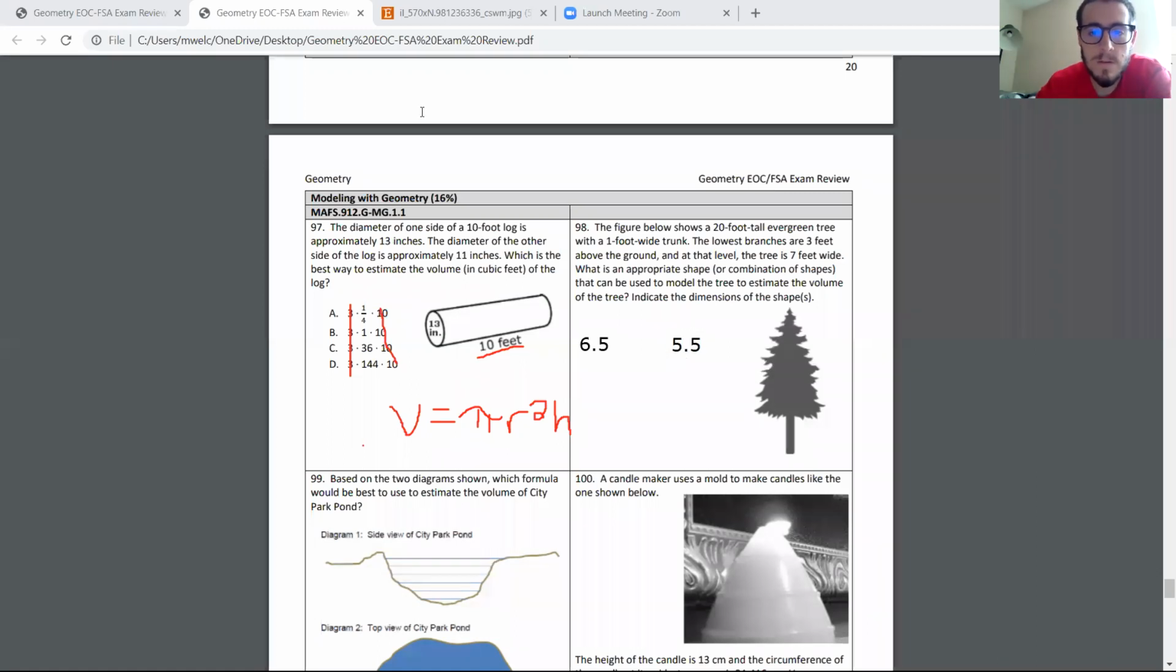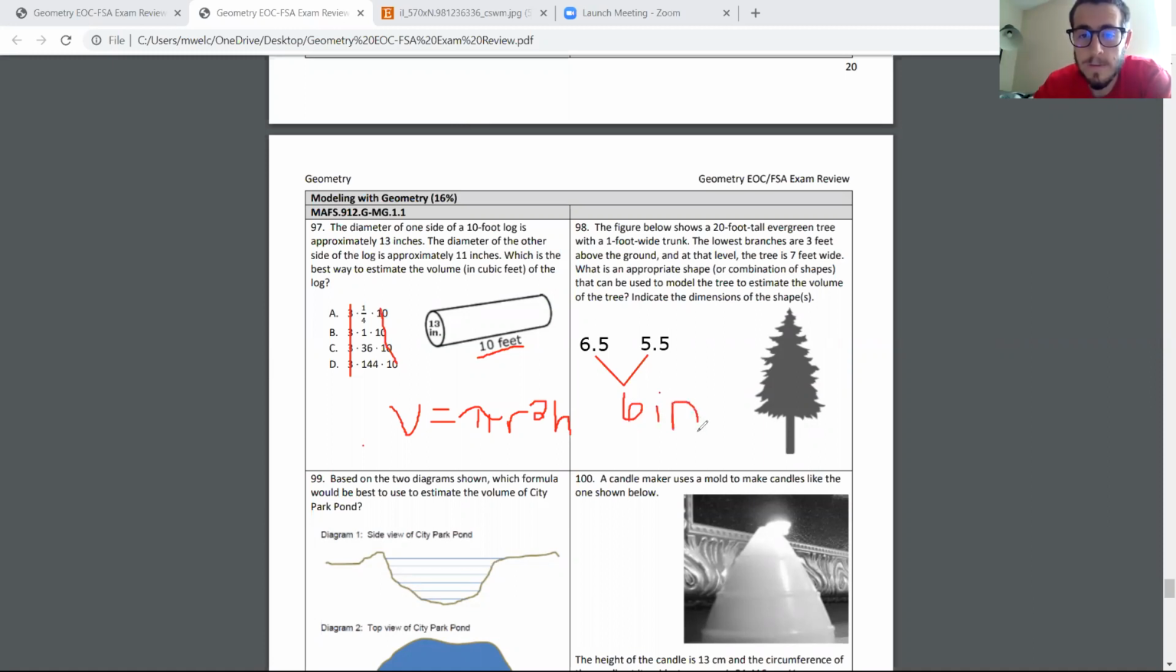So now these are the respective radii of each side. The radius of one side is 6.5. The radius of the other side is 5.5. So to do an estimation, let's find the average of these. And the average of those two numbers is 6. So we want to calculate this with r as 6 inches.